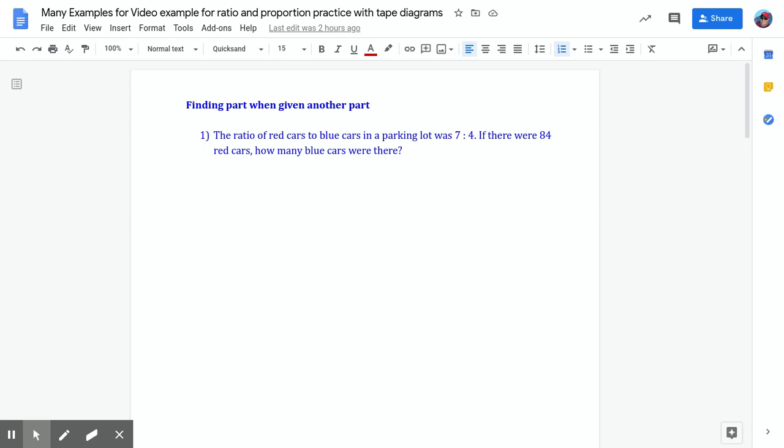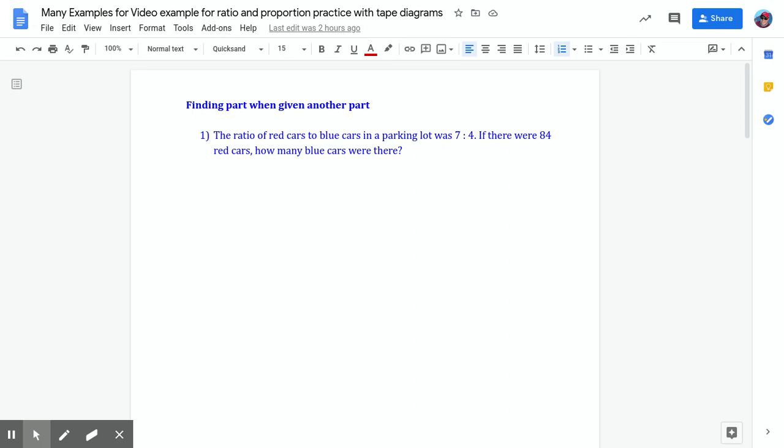All right, so today you are going to look at using tape diagrams to generate an equivalent ratio to solve a problem. That's kind of fancy. Basically, you're going to make a tape, apply the information to answer the question, much like we've done in class.